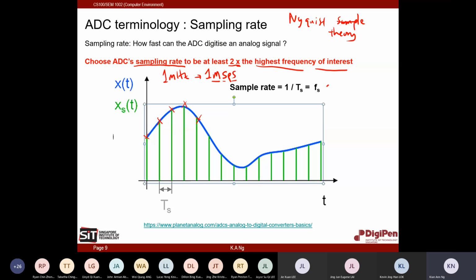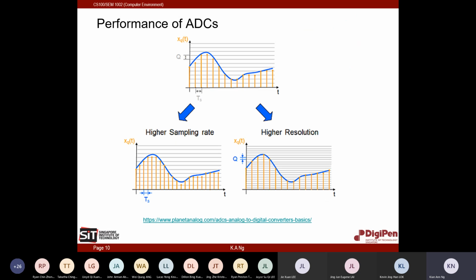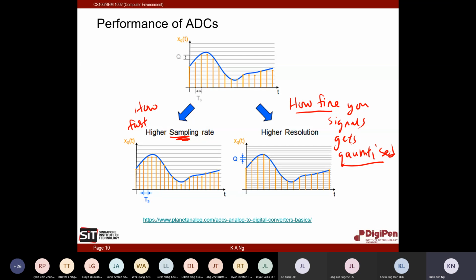It's called sampling rate. So we have resolution and sample rate. These are 2 different terms, actually 2 different quantities. Sample rate means how fast your ADC samples. Resolution is how finely your signal gets quantized. In most cases, these 2 terms are not related, but there is a physical limit.